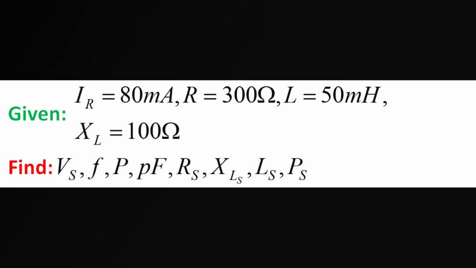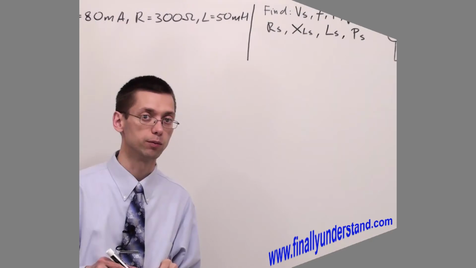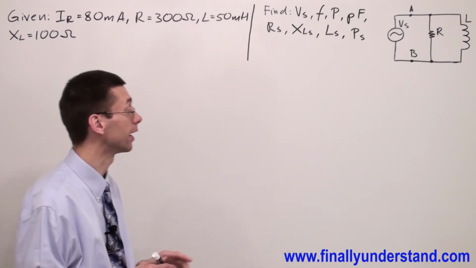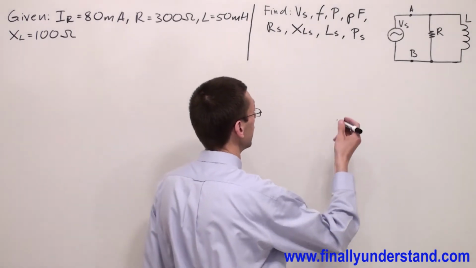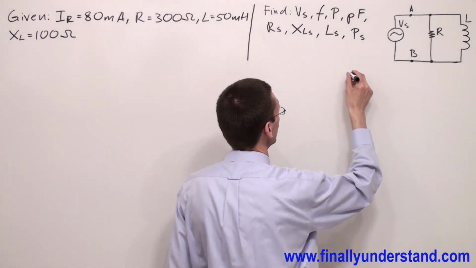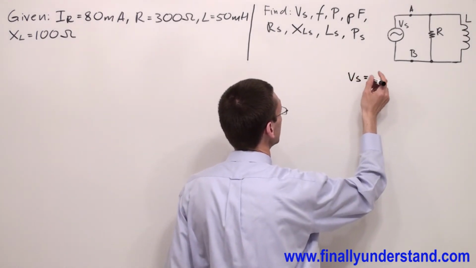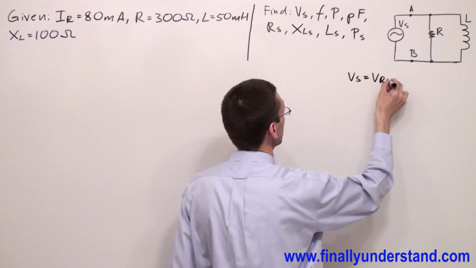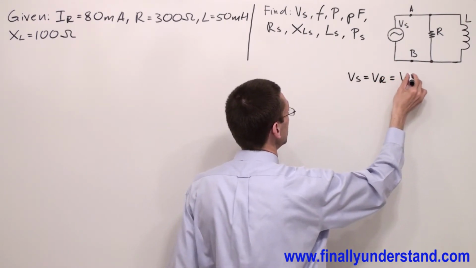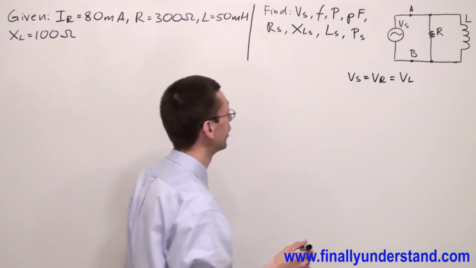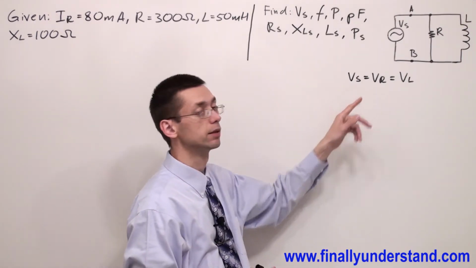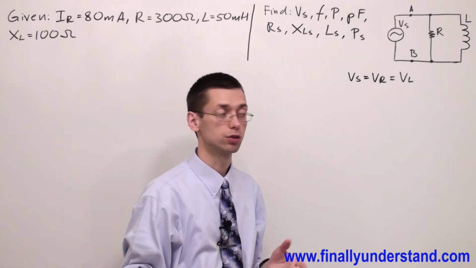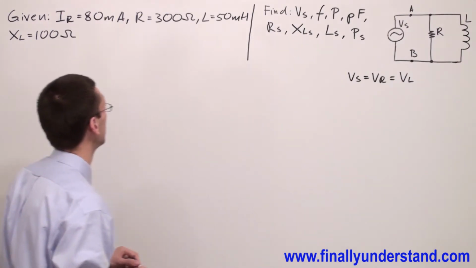Let's take a look at this example. Before we start solving this problem, you're supposed to realize that we are dealing with the parallel circuit, and that the voltage source in this case is equal to VR and this is also equal to VL. So in order to find the voltage source, I can find VR because this is going to be the same value.